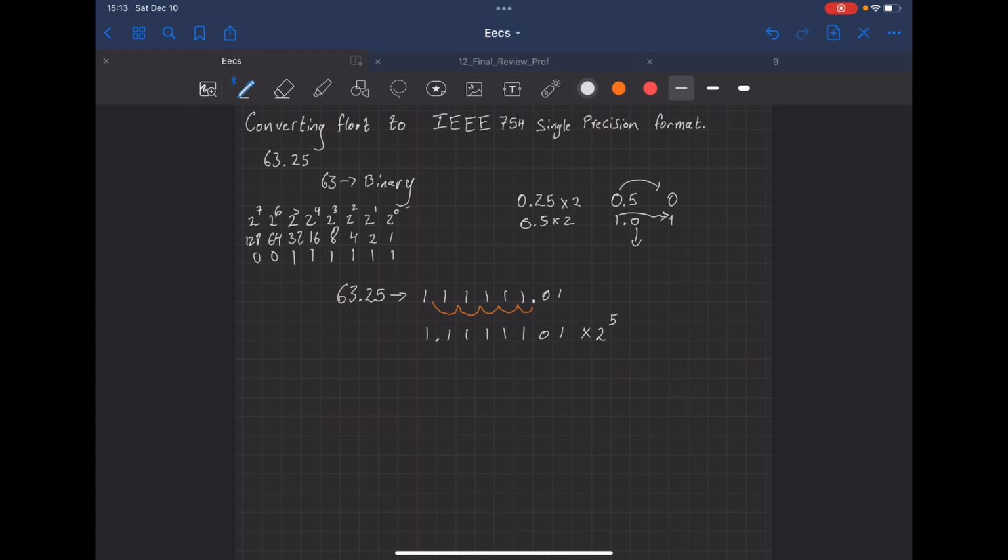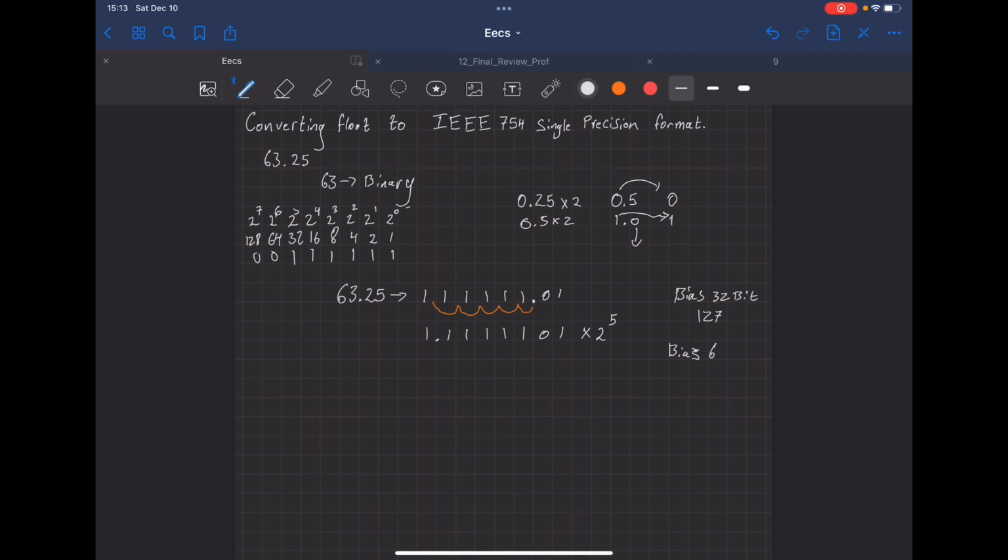What's next? Since this is 32-bit, we have to incorporate the bias. The biases are different for 32 and 64-bit. The bias for 32 is 127, if I remember correctly. Yeah, that's 127.